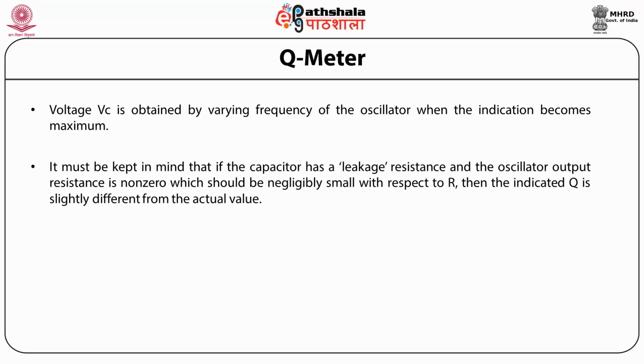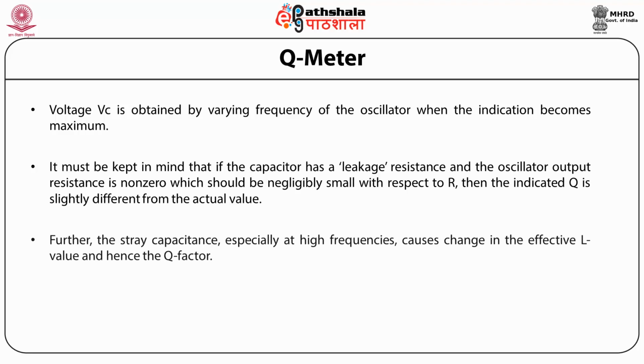It must be kept in mind that if the capacitor has a leakage resistance and the oscillator output resistance is non-zero, which should be negligibly small with respect to R, then the indicated Q is slightly different from the actual value. Further, the stray capacitance, especially at high frequencies, causes a change in the effective L value and hence the Q factor. The interwinding capacitance of the coil behaves similarly.